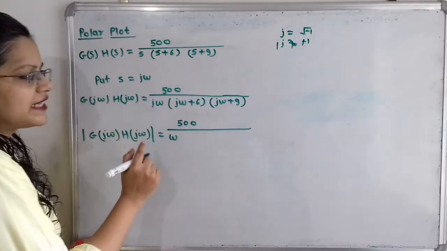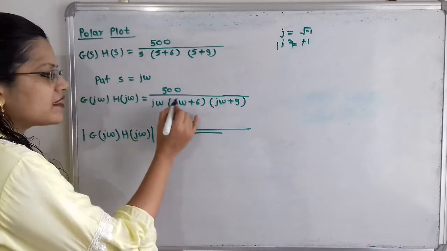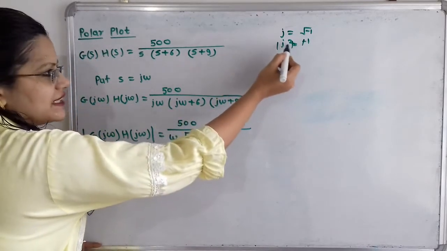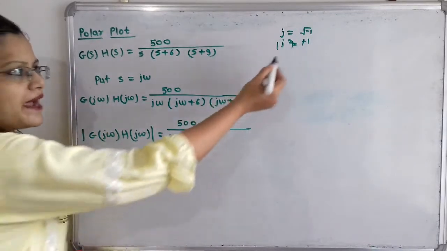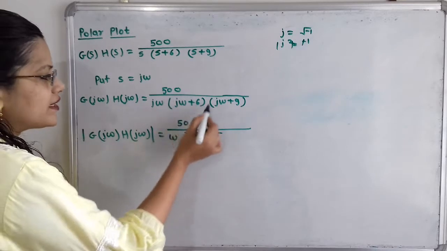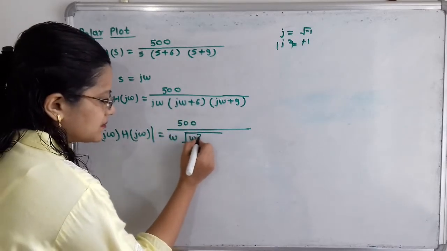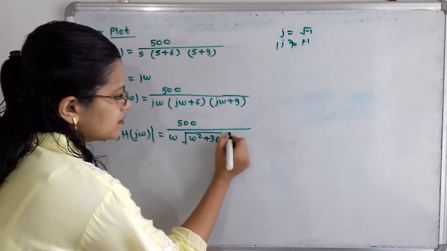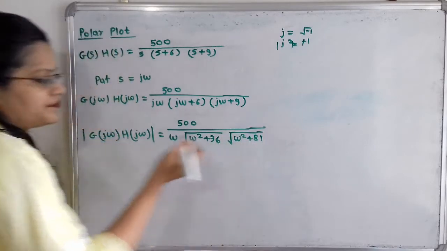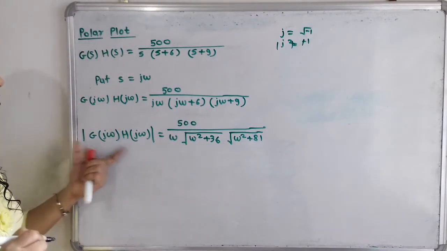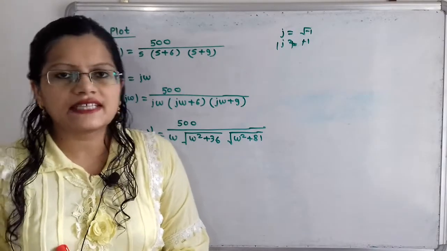Now we will move for the second term. So for the second term also I will take square root and square. So here also same rule is applied for this j square, that is j square is equal to minus 1, but because of this modulus this minus 1 will become plus 1. So what is here? That is the term omega square plus 36. And here third term is omega square plus 81. So this is the magnitude.